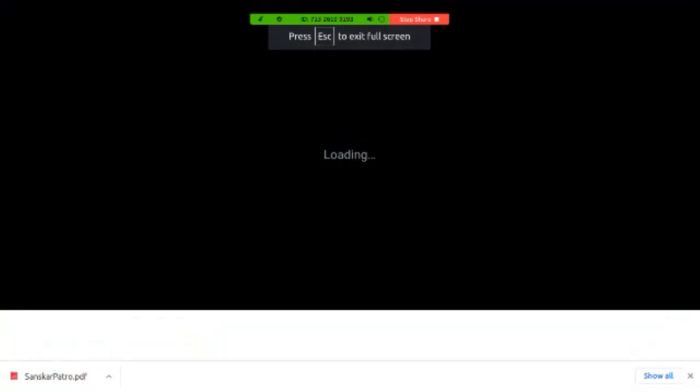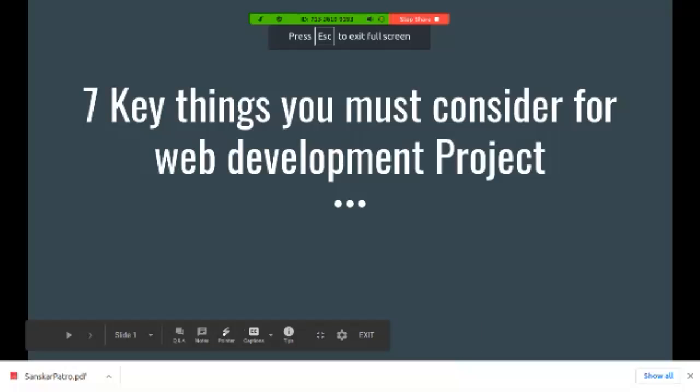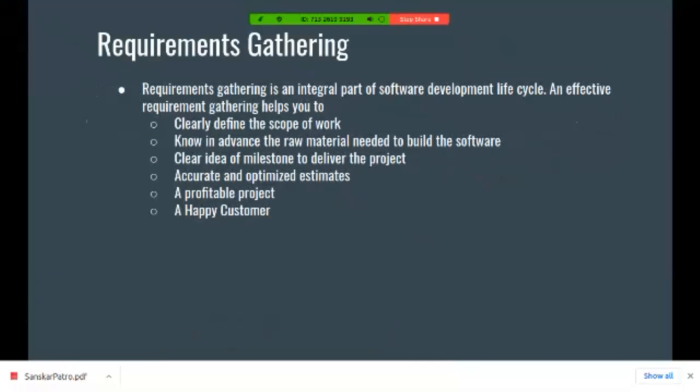So today we'll be focusing on 7 key things you must consider for developing a web project. When I speak to a lot of colleagues of mine, they most of the time have the challenge in understanding what is required to develop a web project. And if we look at it clearly, the challenge comes around requirements gathering. So how do we do the requirements gathering? How do we understand what the customer wants, and clearly define the scope of work?